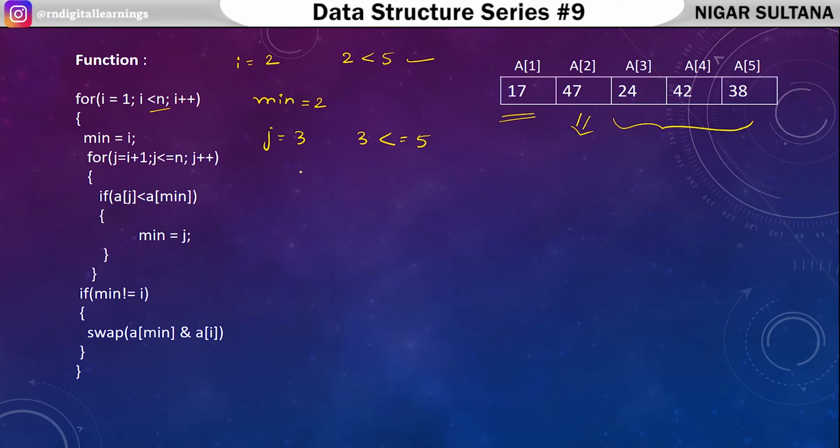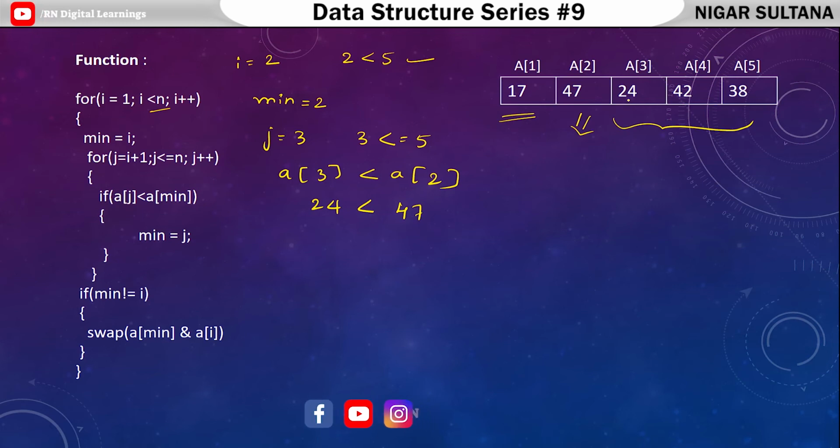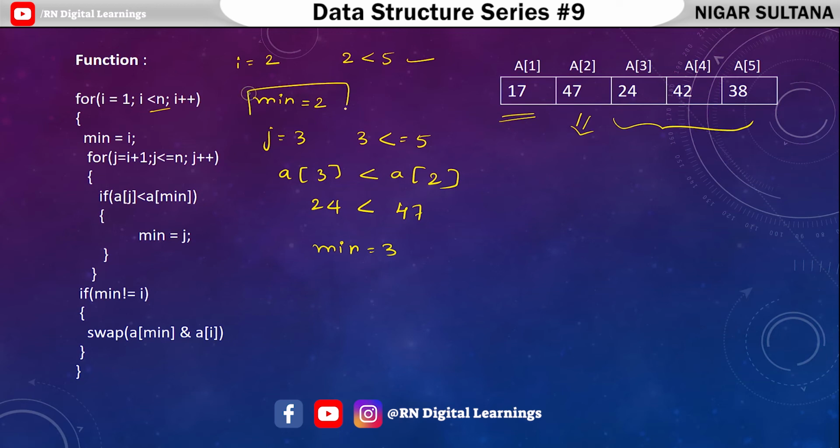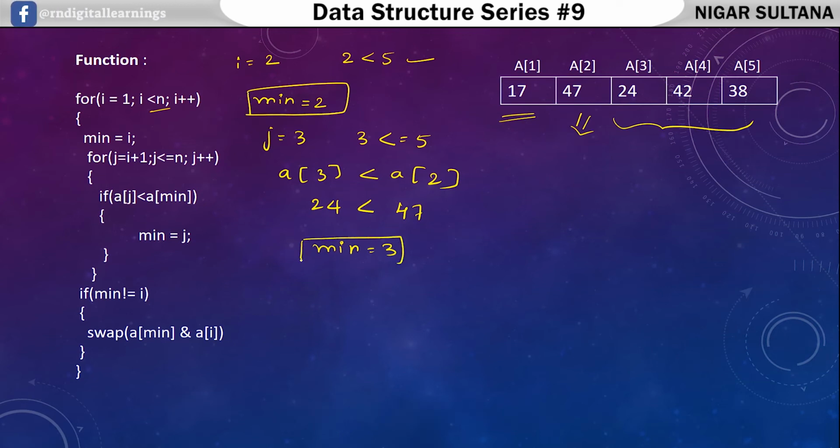If a of j, that is a of 3, is lesser than a of min, min is 2. What is a of 3? a of 3 is 24, lesser than a of 2, which is 47. It is true. 24 is lesser than 47. Then what I must do? I must update the value of min. What is j? j is 3. Initially the min value was 2. Now it has been updated with 3.